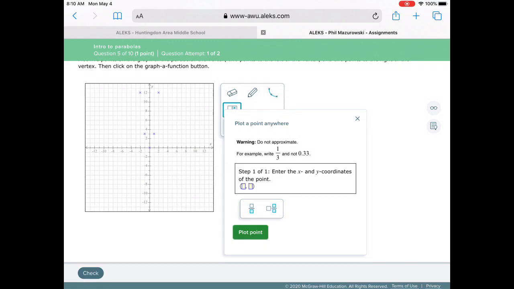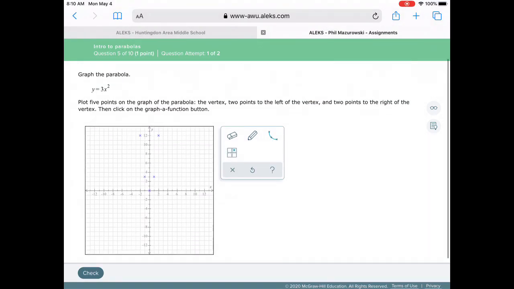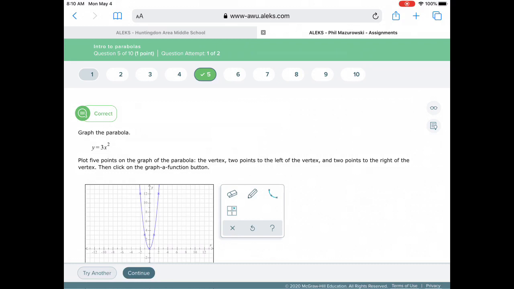So just like the directions say, I have 5 points plotted. One of them is the vertex at 0, 0. I got 2 to the left and 2 to the right. I use my parabola tool and it graphs it for us. Okay.